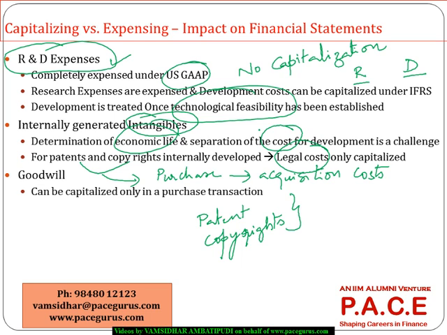And when you talk of goodwill, you cannot even recognize internally generated goodwill, but the goodwill that is acquired through a purchase transaction, through an acquisition transaction, you can very well recognize. But you need not amortize or depreciate the goodwill, because there is nothing called useful life associated with goodwill. There could be an impairment of the asset, but there is nothing called depreciation associated with the goodwill.